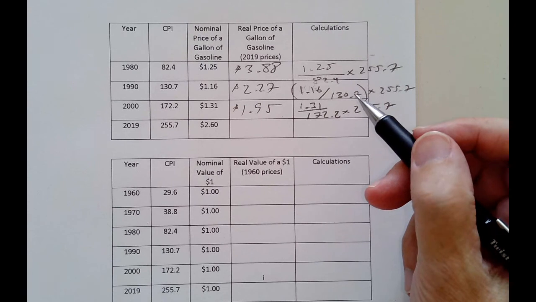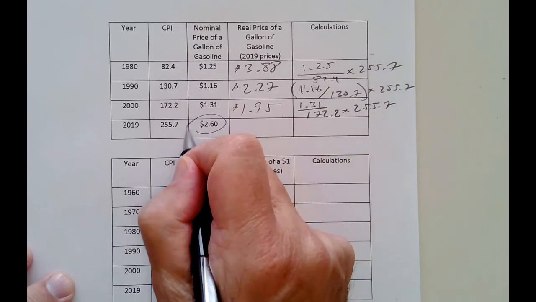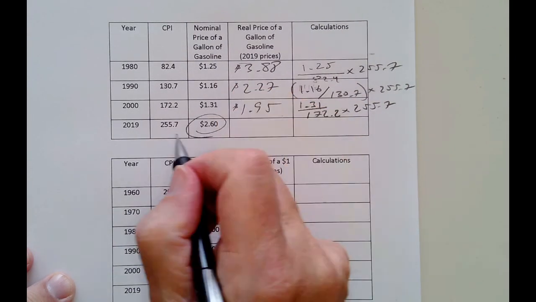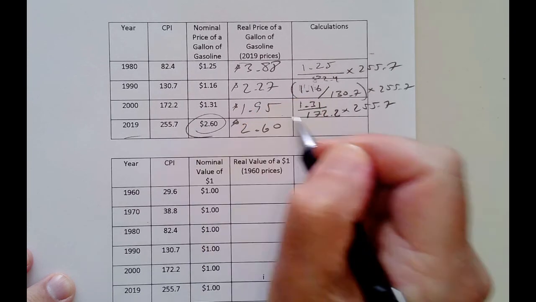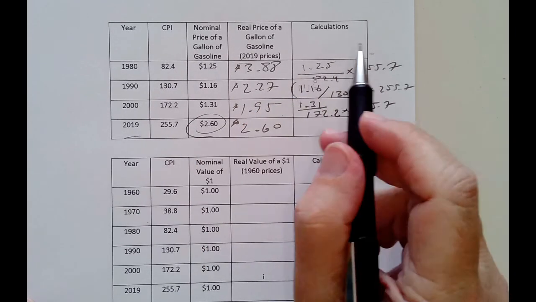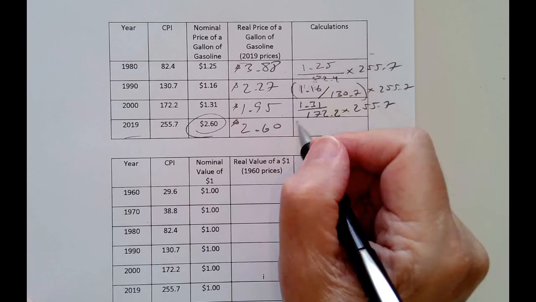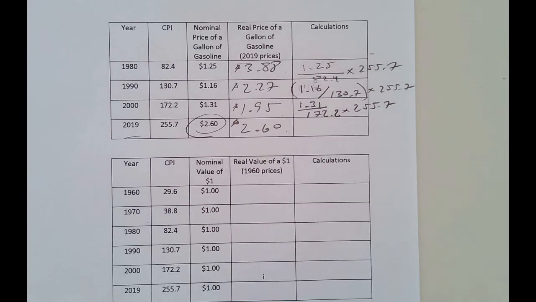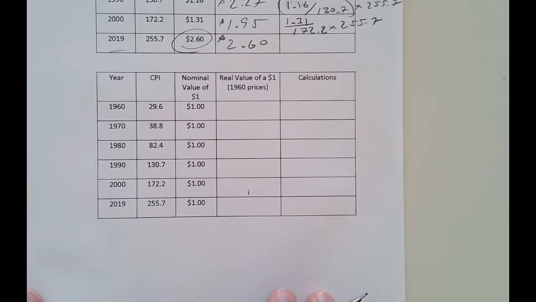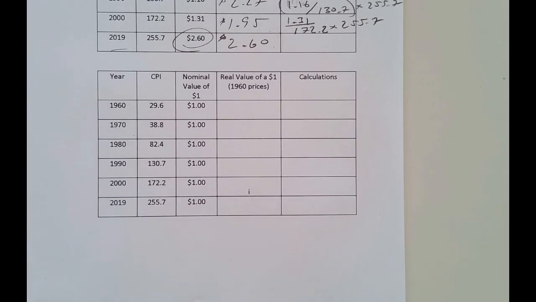And this one, again, we don't do any calculation. It's in 2019 prices. So actually, gasoline was more expensive back in 1980 in real terms than it is in, say, 2019. And I'll stop there. We've gone over 10 minutes, and we'll come back and do a couple more examples of real value.